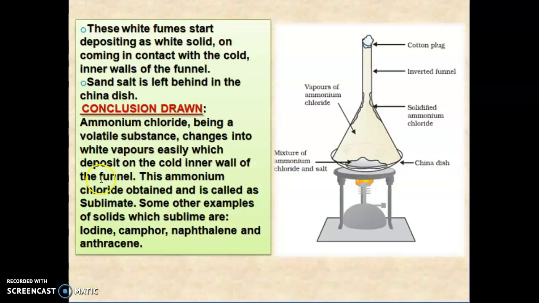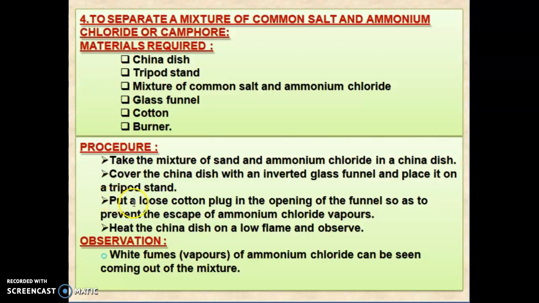So look at this diagram. This is a china dish and we are inverting a funnel over this. Inside the china dish we are taking the mixture of ammonium chloride and the salt. Put a loose cotton plug in the opening of the funnel so as to prevent the escaping of ammonium chloride vapors. Heat the china dish on a low flame and observe. Observation: white fumes, that is vapor of ammonium chloride, can be seen coming out of the mixture.